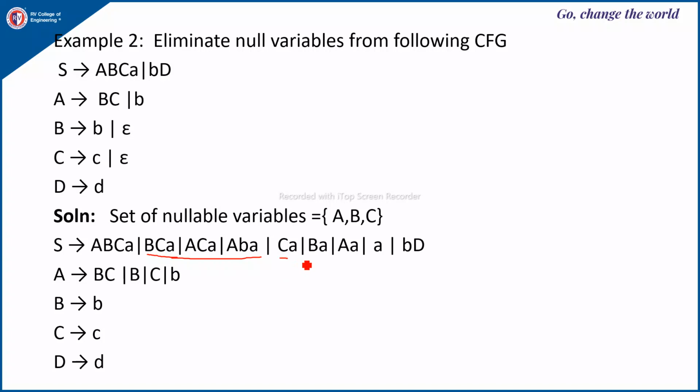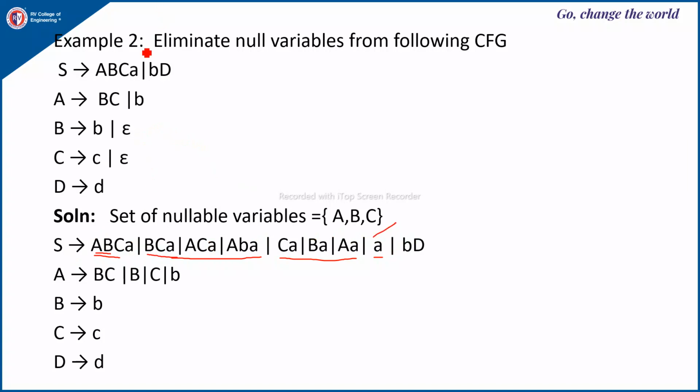Next, you can see here, you are replacing two nullable variables at a time. So you'll be getting CA. Then if you replace B and C, you'll be getting A. If you replace A and C by null, you'll be getting B. So these are the three productions you obtain by replacing two nullable variables at a time. Next, if you remove all three nullable variables, you are left out with A. That also I have written.